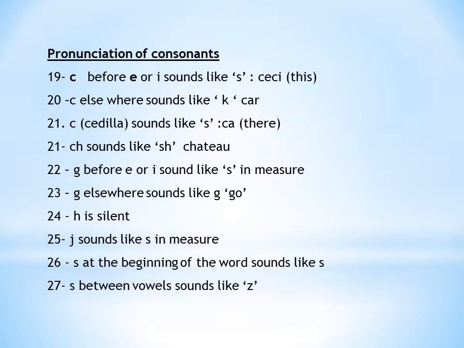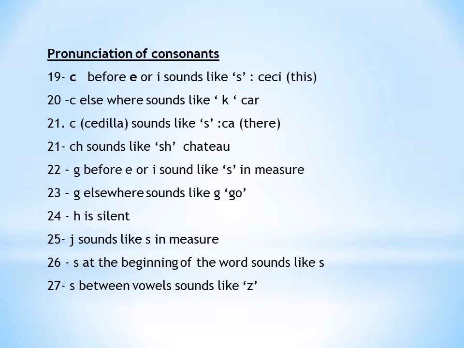The 23rd G is simple G, as in "go". So you can use it as "go". H is silent, so we don't use H that much. The 25th J sounds like the S in "measure". This sometimes sounds like "je". So the use of the throat is maximum.